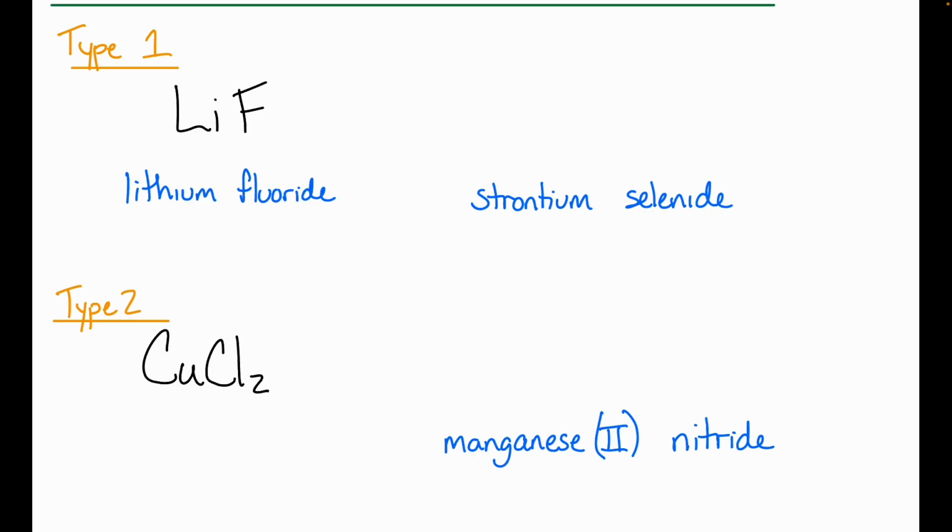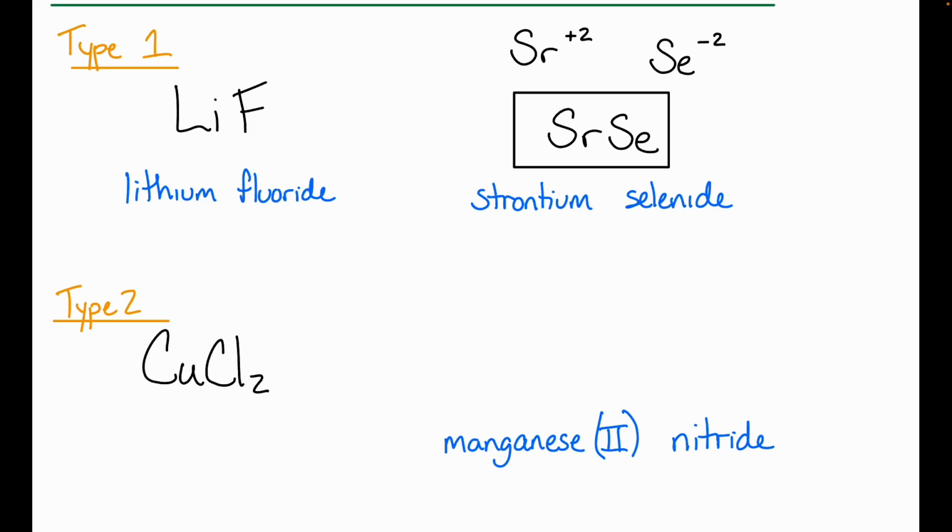All right, so for this one, we're going to have to take a step back and first note that our strontium ion has a +2 charge, and our selenide ion has that -2 charge. We're going to do our swap and drop, and then we're going to fully reduce our chemical formula here, so we get SrSe, strontium selenide.